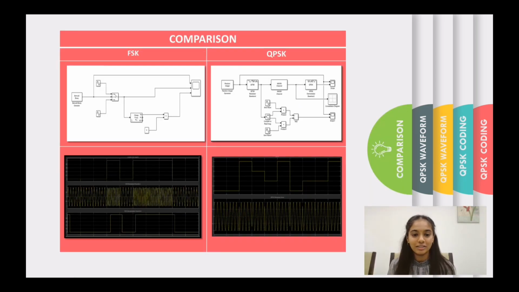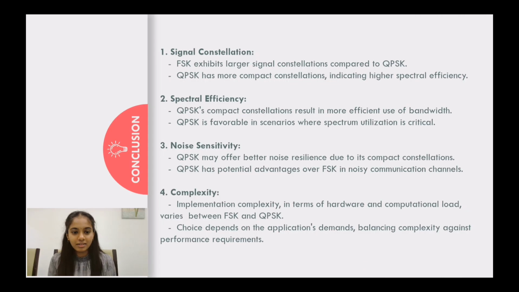Next, let me show what are the differences between FSK and QPSK. As you can see here, this is the FSK block diagram and QPSK block diagram, and that is our output waveform for FSK and QPSK. Next, let me explain in detail the differences between FSK and QPSK. According to signal constellation, FSK exhibits larger signal constellations compared to QPSK. QPSK has a more compact constellation, indicating higher spectral efficiency.